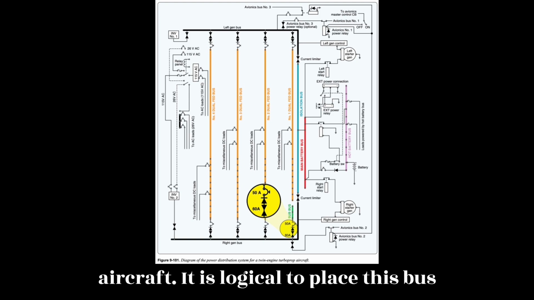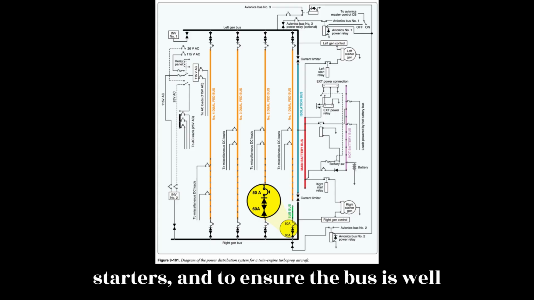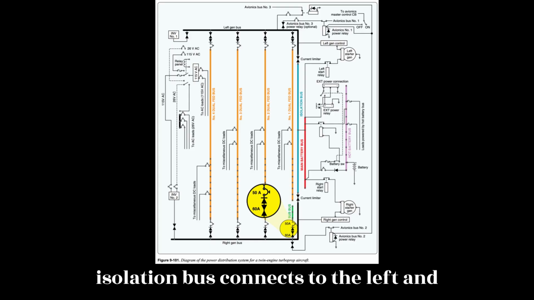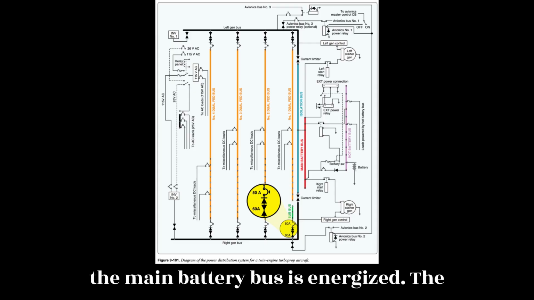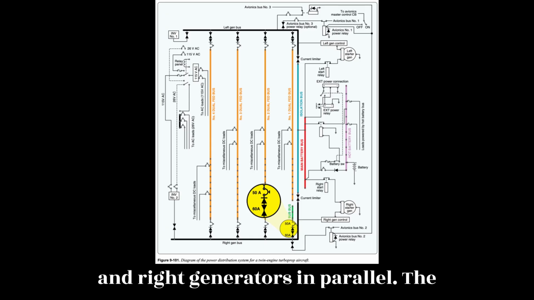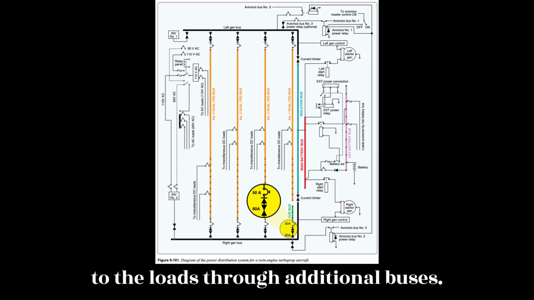It is logical to place this bus as close as practical to the battery and starters and to ensure the bus is well protected from shorts to ground. The isolation bus connects to the left and right buses and receives power whenever the main battery bus is energized. The isolation bus connects the output of the left and right generators in parallel. The output of the two generators is then sent to the loads through additional buses.